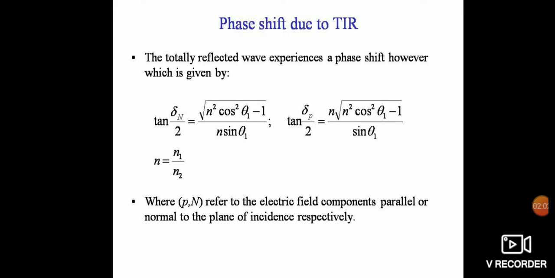The totally reflected wave experiences a phase shift, which is given by tan(delta n by 2) equal to under root n square cos square theta 1 minus 1, upon n sin theta 1, and tan(delta p by 2) is equal to n under root n square cos square theta 1 minus 1, upon sin theta 1. Here n is equal to n1 upon n2, where p and n refer to the electric field components parallel or normal to the plane of incidence respectively.